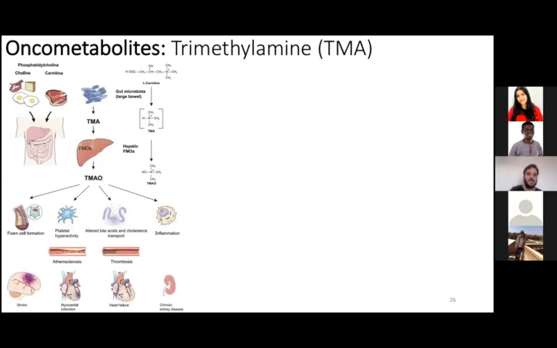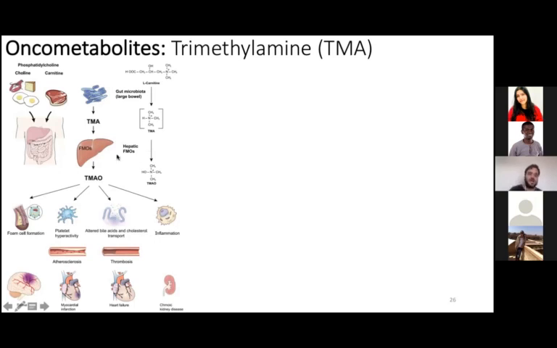Trimethylamine is then oxidized in our liver by human enzymes that oxidize TMA, which then becomes TMAO. So oxidized trimethylamine, and this then can go into our circulation, and TMAO has been associated with foam cell formation, platelet hyperactivity, atherosclerosis, thrombosis, several inflammation markers, stroke, heart failure, and chronic kidney disease.